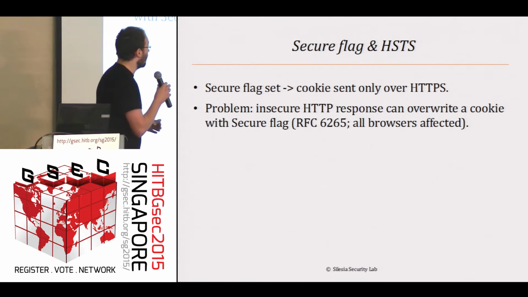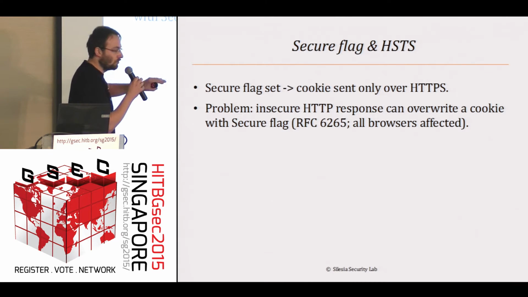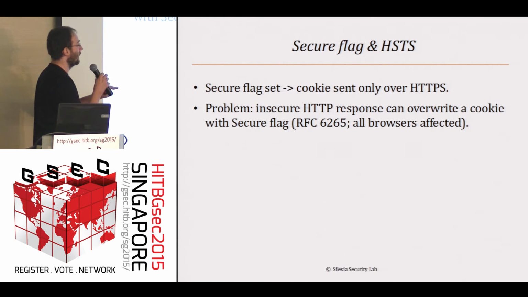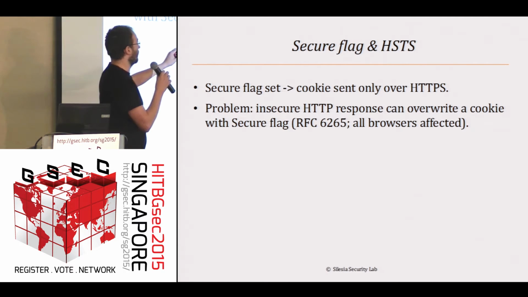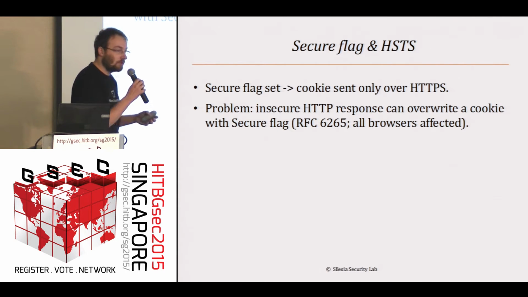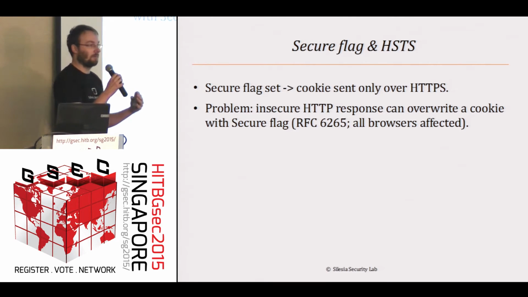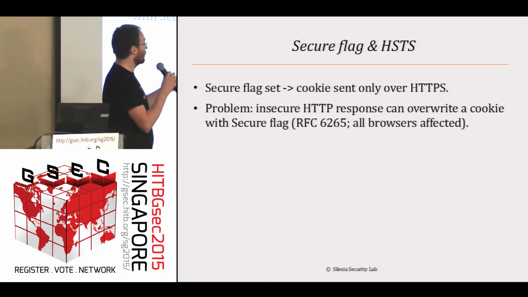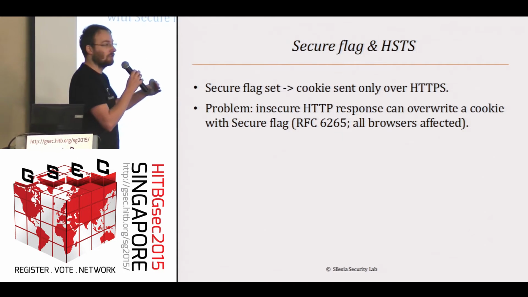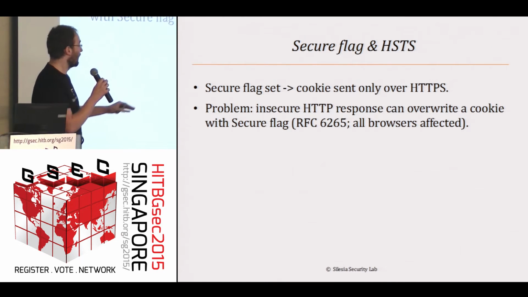But what's the problem? Well, this flag is used to protect the confidentiality so that it is not disclosed over insecure HTTP. But the big problem from the RFC point of view is that insecure HTTP can overwrite a cookie with the secure flag. So can you see the problem almost immediately? Insecure HTTP can have an impact on the security of secure HTTPS. So from a design point of view, this is just wrong.